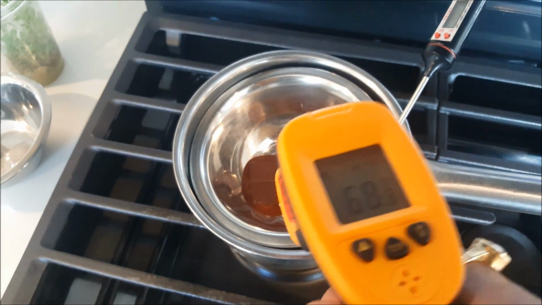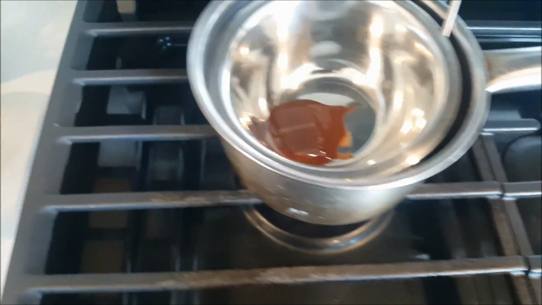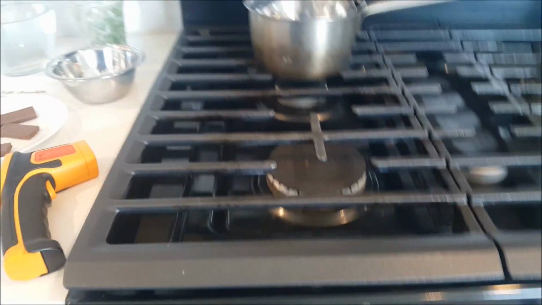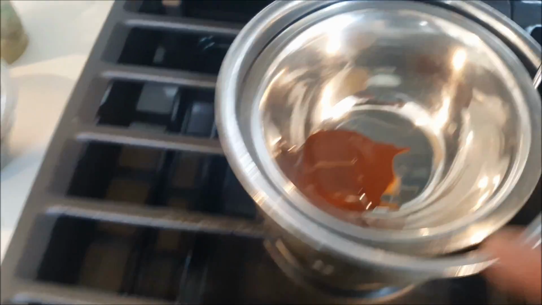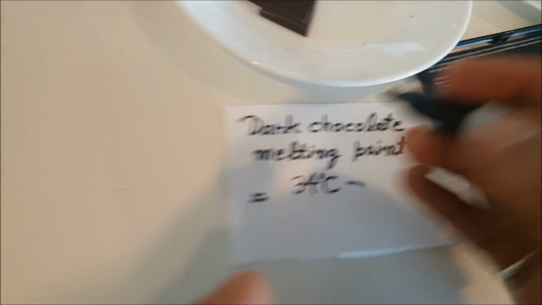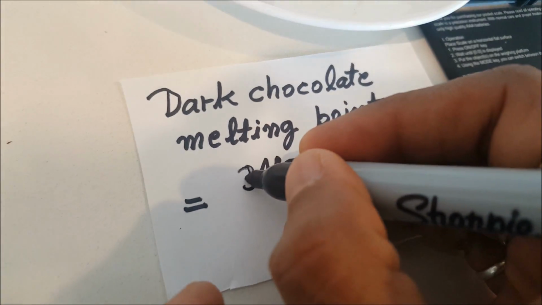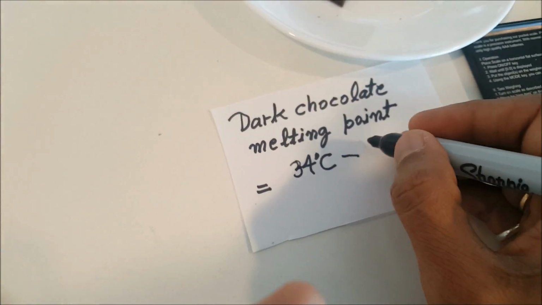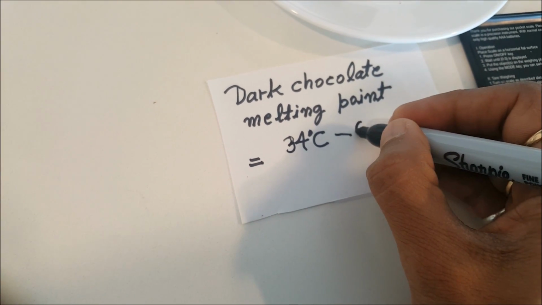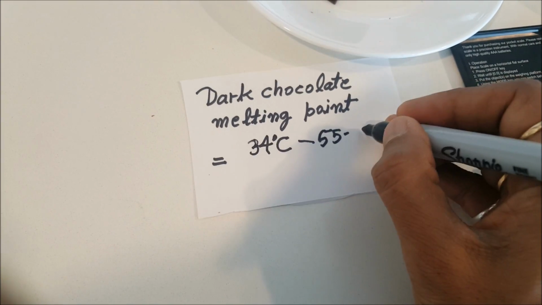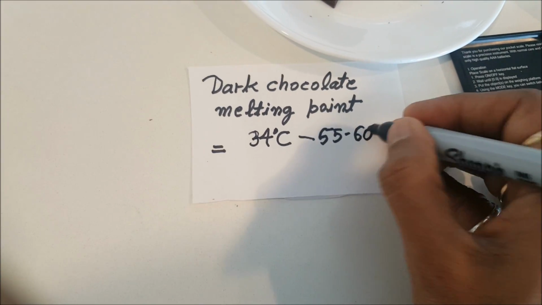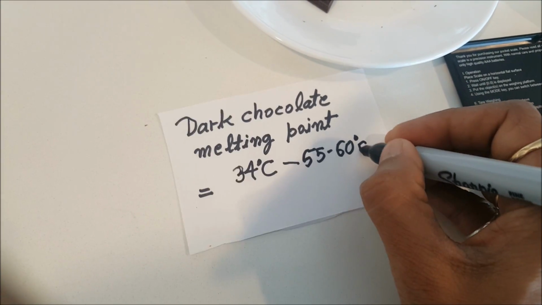It is showing 68 something. So probably it is melted already. Now I have to close this, and so I will write somewhere it starts from 34 degrees Celsius, and probably maximum 55 to 60 degrees Celsius, it starts melting very nicely.